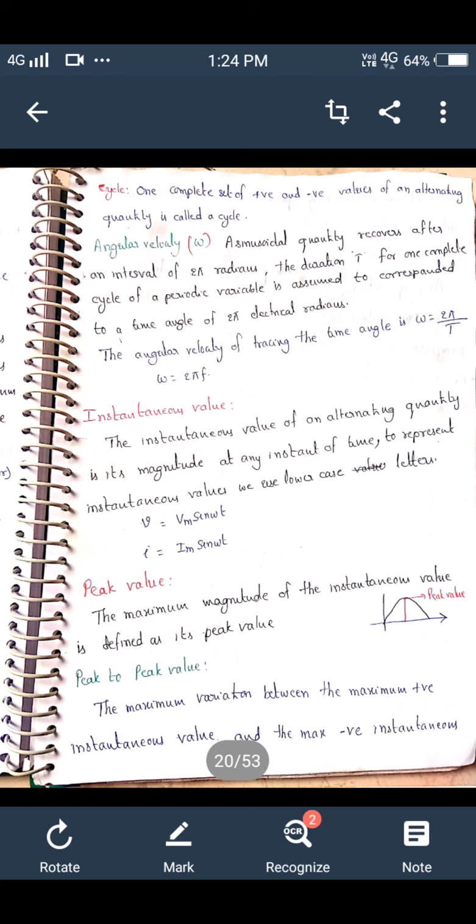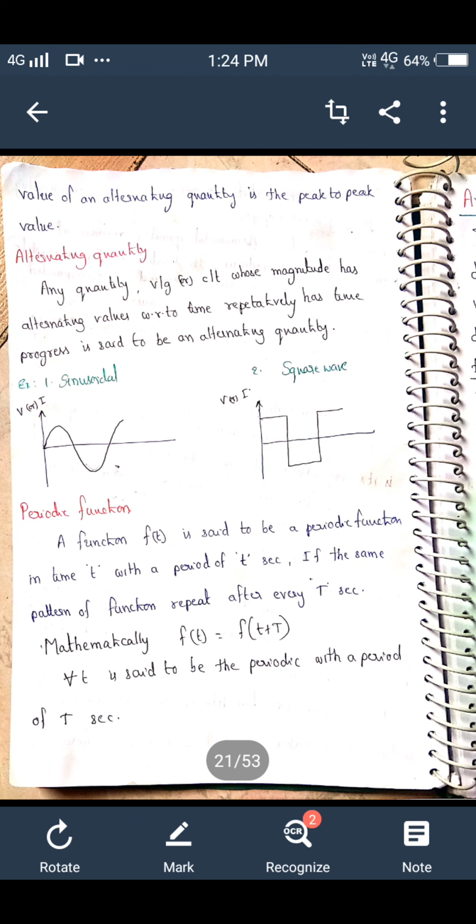Next, peak value. The maximum amplitude of the instantaneous value is defined as the peak value. Next, peak to peak value, from maximum positive to maximum negative. Next definition, alternating quantities. Any quantity, voltage or current, whose magnitude has alternating values with respect to time repetitively as time progresses is said to be an alternating quantity. Examples: sine signal, square wave, sawtooth, triangle, etc.